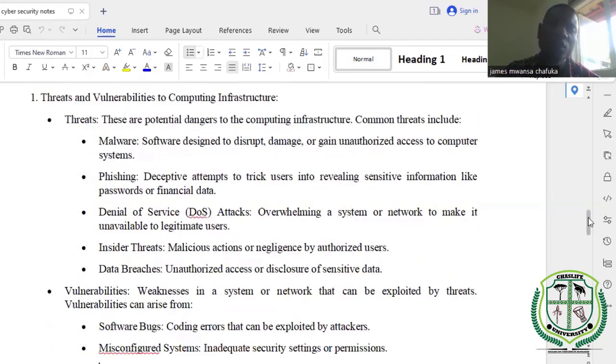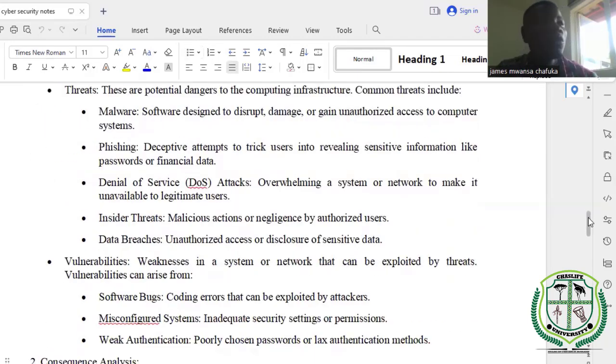Then we also have insider threats. This is malicious action or negligence by insiders, like somebody that works inside or operates a system who is able to share information which is not supposed to be shared. This comes as a result of the negligence of the insider.